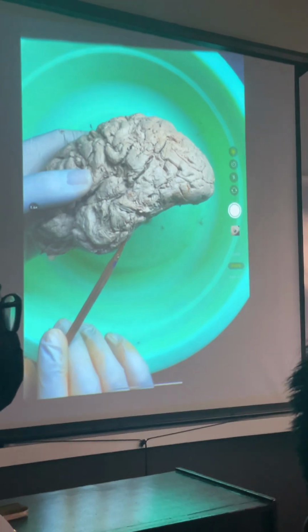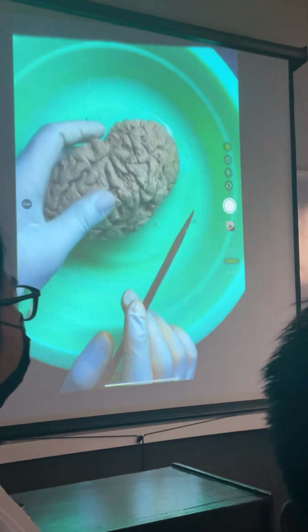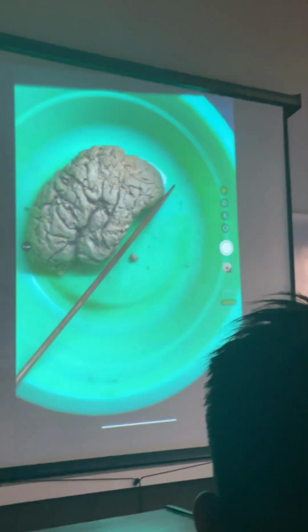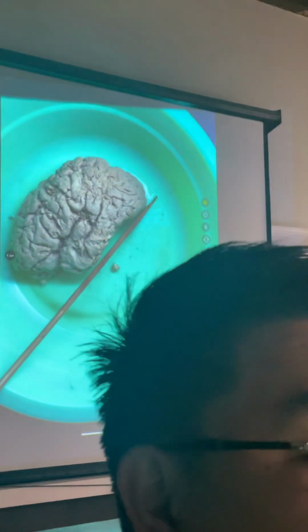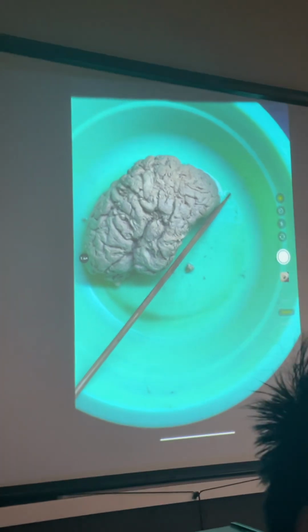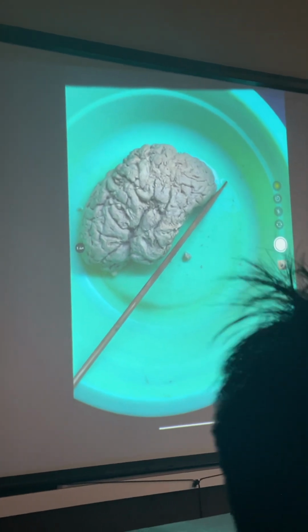Any questions so far? None? Yes. Where is the calcarine sulcus in the previous? That's located at the median surface. Any questions regarding the dorsolateral surface? None so far? So, I'll now show you the median surface.